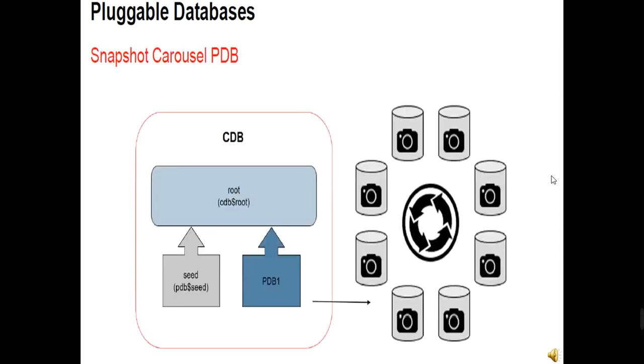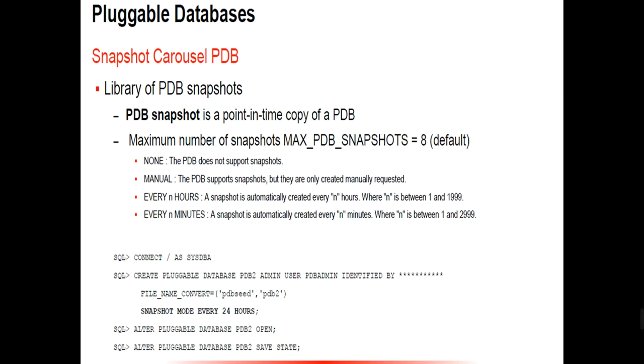So, snapshot carousel. A PDB snapshot carousel is a library of PDB snapshots. A PDB snapshot is a point-in-time copy of a PDB. The maximum number of snapshots, MAX_PDB_SNAPSHOTS, is equal to 8 by default. NONE means the PDB does not support snapshots.